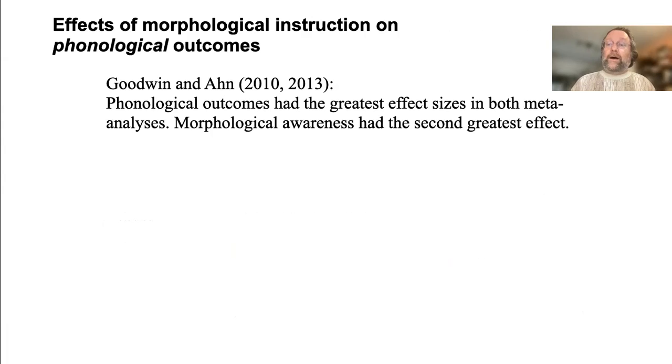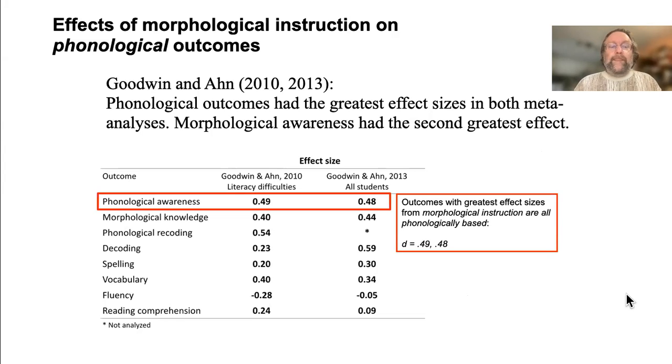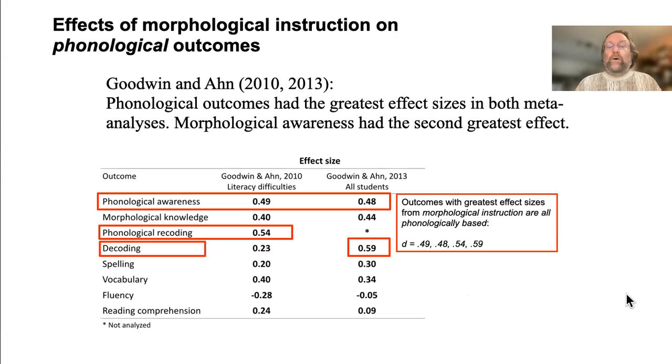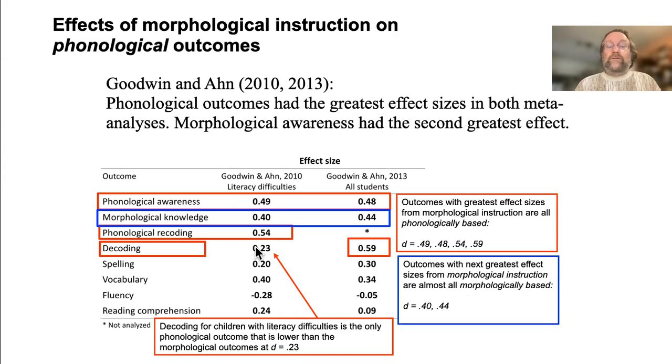Now, it's useful to look at a couple of the details of this study. Gudrun and Anne, who did two of those meta-analyses, found phonological outcomes had the greatest effect sizes in both meta-analyses. Morphological awareness had the second greatest effect. Let me show you what I mean. Here are the outcomes that they had. If we look at them, the phonological outcomes were almost always greater than the morphological ones. The only case where that wasn't true was decoding for children with learning difficulties, but it was still positive, just not higher than the morphological.